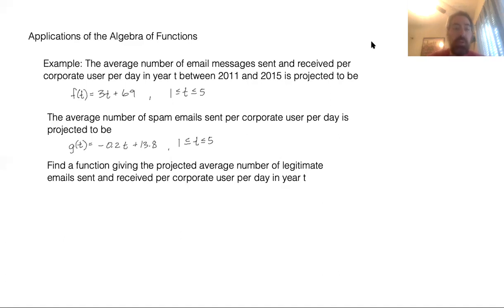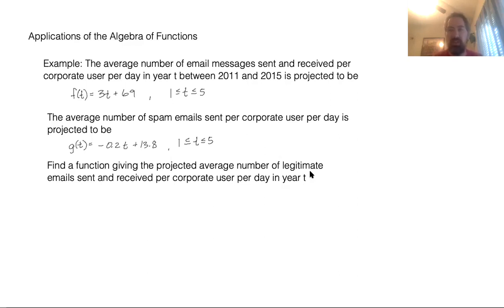So make sure we understand what the problem is telling us and what we're trying to find. That'll make things a lot easier arriving at the correct answer. All right, so they're giving us a function for the average number of email messages sent and received per user per day. And they're also giving us a function for the average number of spam emails sent per user per day. And what they're asking us to find is the projected average number of legitimate emails sent and received per user per day, right?